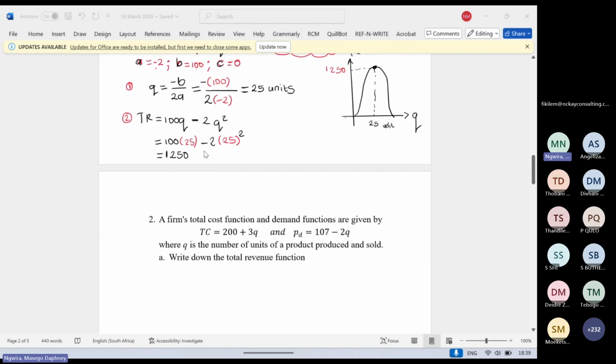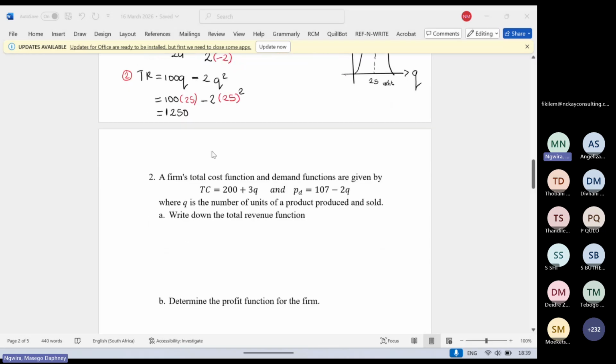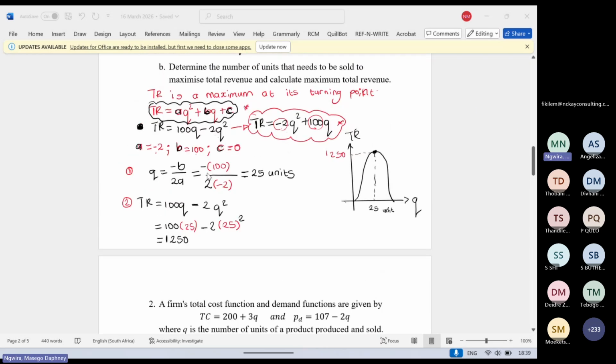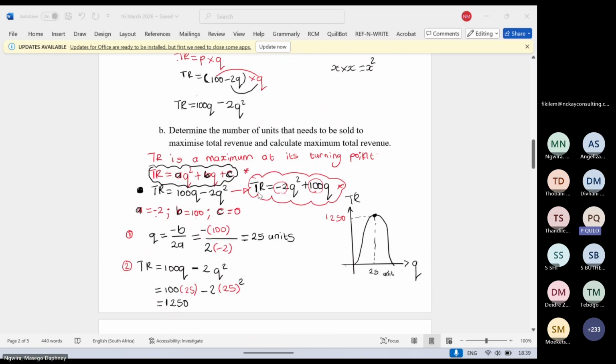Yes, next. I'll answer your question when I do the example. Dineo, yes. Can we please ask a question based on B? I see that we are calculating the maximum total revenue. Will we ever be asked to calculate the minimum, where the turning point is upside down?